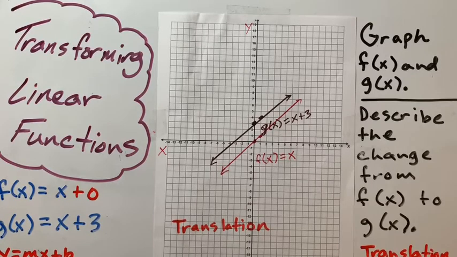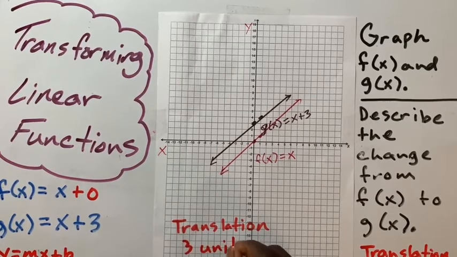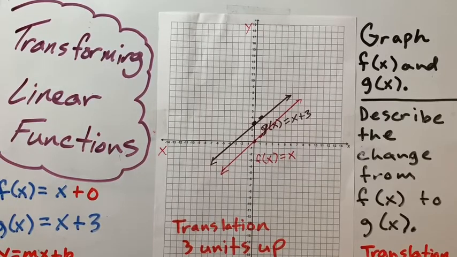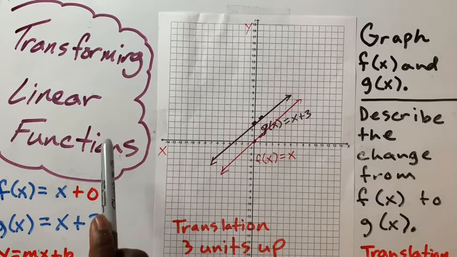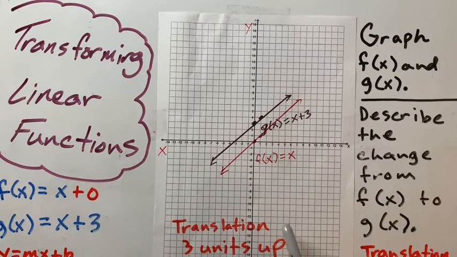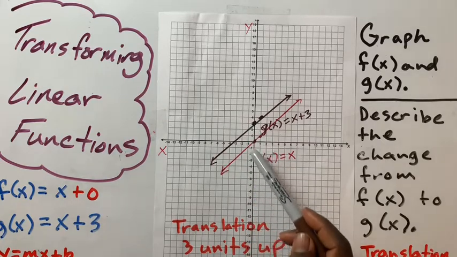All right? So we're going to say a translation 3 units up. Translation 3 units up. And that is an example of how you do what? First, you graph f of x and g of x, and then you transform the linear function. In this case, we determined that it was a translation where we had to slide it or move it up.